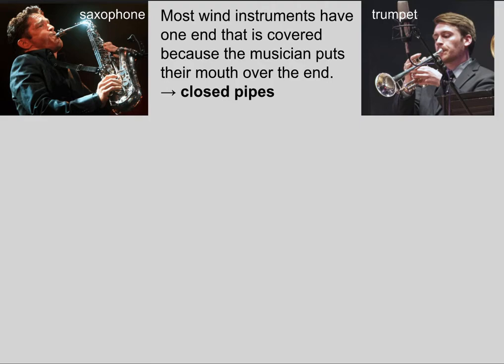A closed pipe is one where one end of it is closed, the other side does have to be open, otherwise it's not a pipe at all. And most wind instruments are actually closed pipes. Most of the time, somebody puts their mouth over the end of it and blows into it, blows across a reed, something like that, but the end of the pipe is closed.